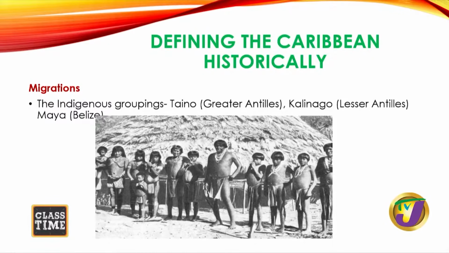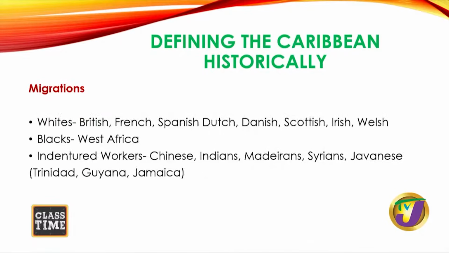All right, so we're talking about the Taino, which were mainly found in the Greater Antilles, the Kalinago in the Lesser Antilles, and the Maya in Belize. First groupings of migrations. Then we have the whites. Of course, the famous or infamous Christopher Columbus and what he did there, all right? And the British, French, of course, it would have been the Spanish first. Then the British, French, Dutch, Danish, Scottish, Irish, Welsh, you name it.